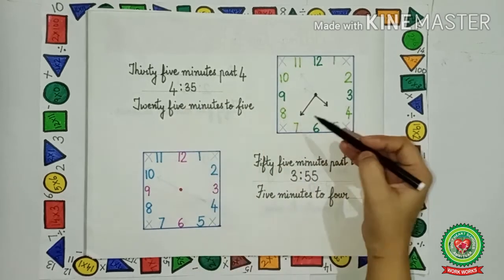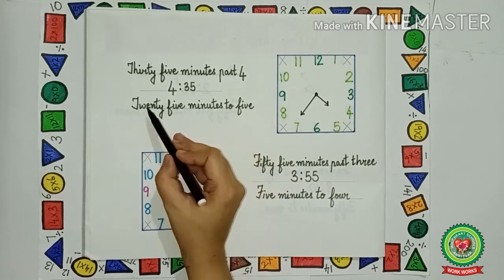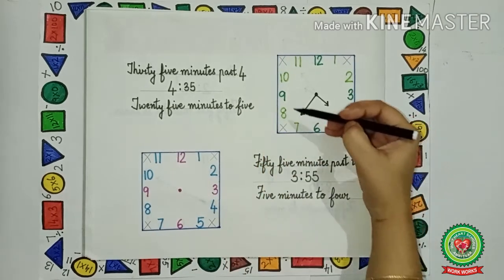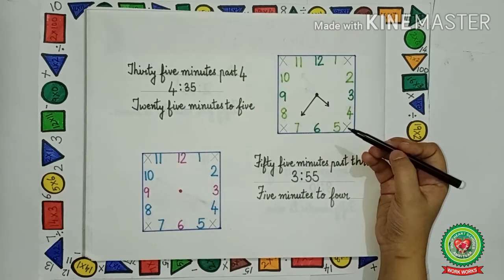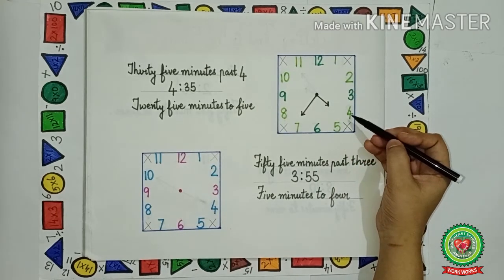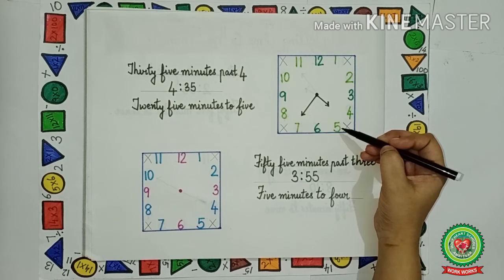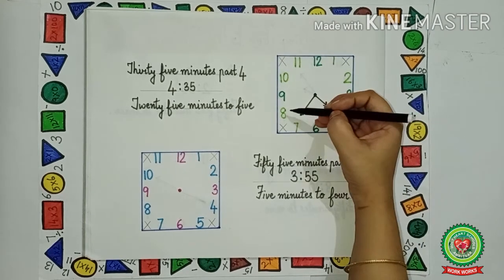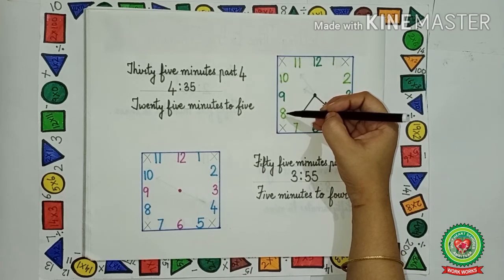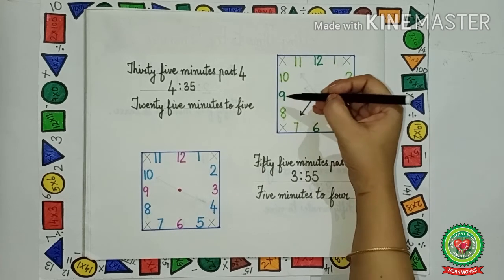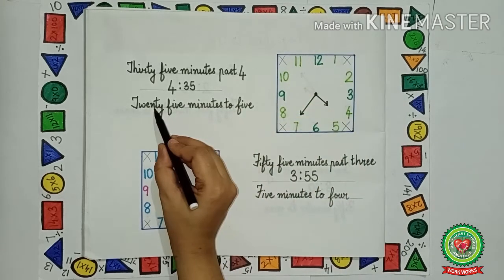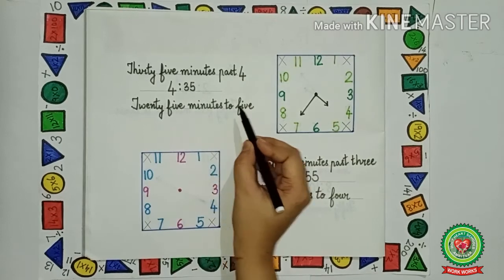4:35. And if you see the last one, that is 25 minutes to 5. That means how many minutes are left to 5? So, which hour will come after 4? That is 5. So, how many minutes are left for 5 hour? We can start counting from here, from 8: 5, 10, 15, 20, 25. That means 25 minutes to 5.